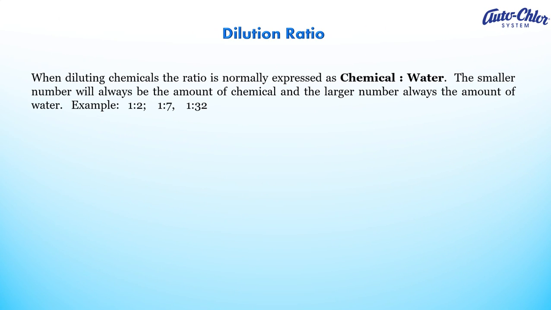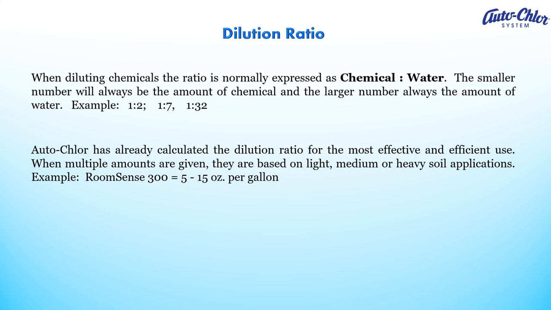When diluting chemicals, the ratio is normally expressed as chemical to water. The smaller number will always be the amount of chemical, and the larger number always the amount of water. Examples of dilution ratios are 1 to 2, 1 to 7, 1 to 32. AutoClaw has already calculated the dilution ratio for most effective and efficient use. When multiple amounts are given, they are based on light, medium, or heavy soil applications.